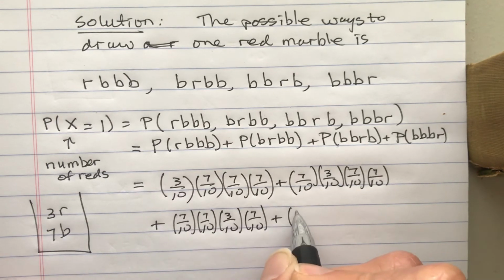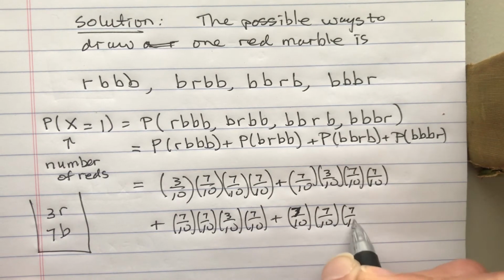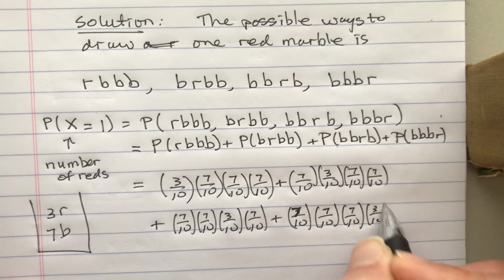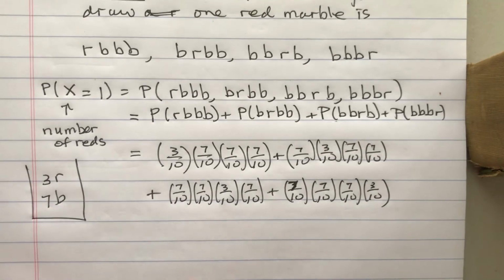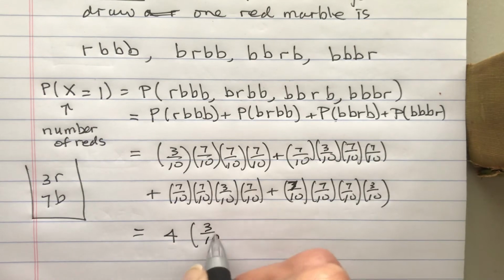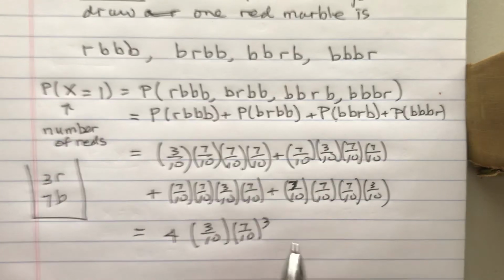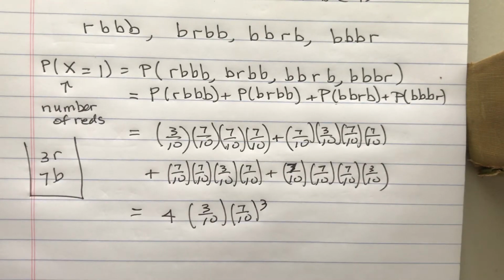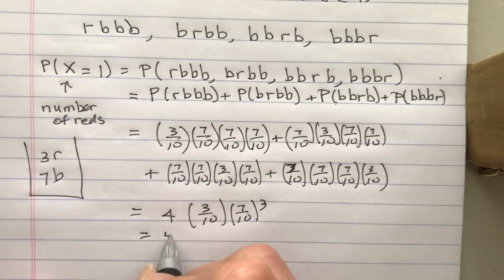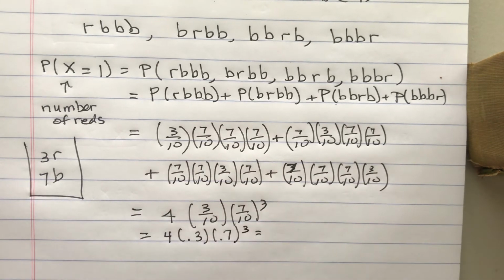And the thing is, every single one of these is the same. We're just reordering the numbers under multiplication, which by the commutative property gives the same thing. So we actually have 4 times 3/10 times 7/10 to the 3rd power. So maybe it's easier to enter this in the calculator if I use a decimal there.